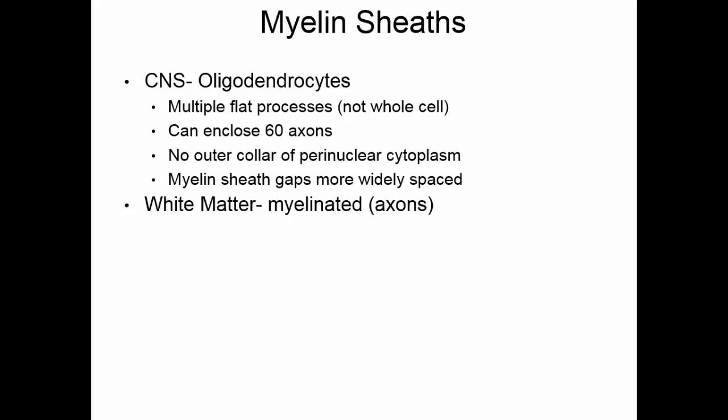When we talk about white matter, these are simply myelinated fibers, axons. When we have a collection of axons in the central nervous system, we call them tracts. In the peripheral nervous system, they're called nerves.